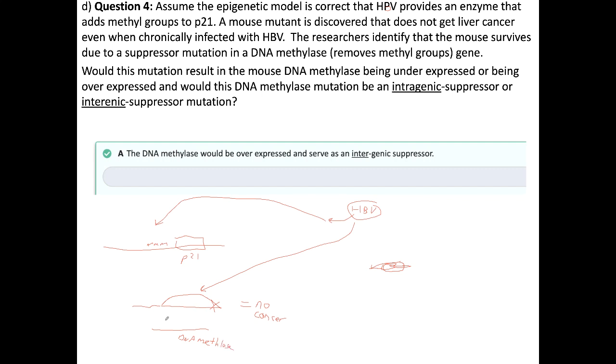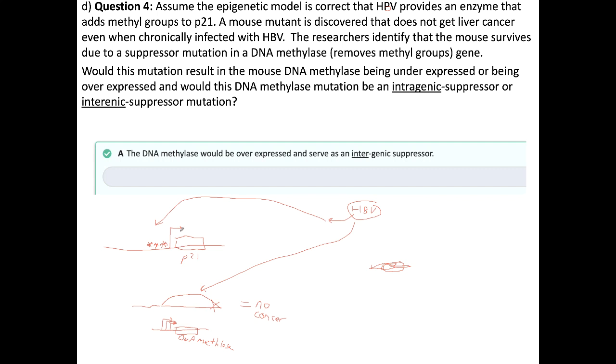And they reasoned that one of these DNA methylase genes here, which we'll box off as the gene, in this mutant mouse, is somehow overexpressed, so that it's making a lot of DNA methylase. And while it's making this DNA methylase, it can remove these methyl groups just as fast as HBV is placing them in the promoter. And as long as this DNA methylase is degrading these methyl groups, P21 can be turned on when it needs to be turned on to stop the cell cycle.